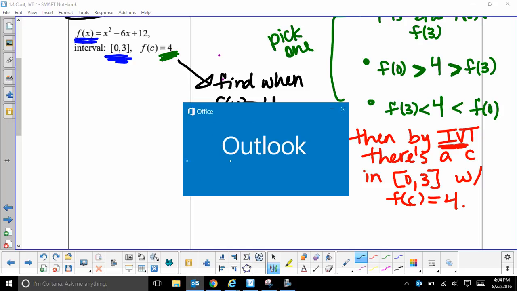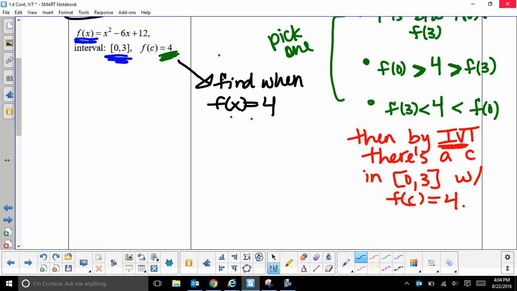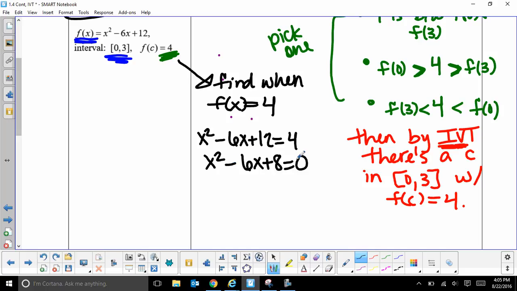So f of x is x squared minus 6x plus 12, and that's equal to 4. Then I can set that equal to 0, so subtract the 4. x squared minus 6x plus 8 is equal to 0. I can factor because it's a quadratic. x minus 4, x minus 2 equal to 0. I can set each factor equal to 0 and get x equals 4 or x equals 2.